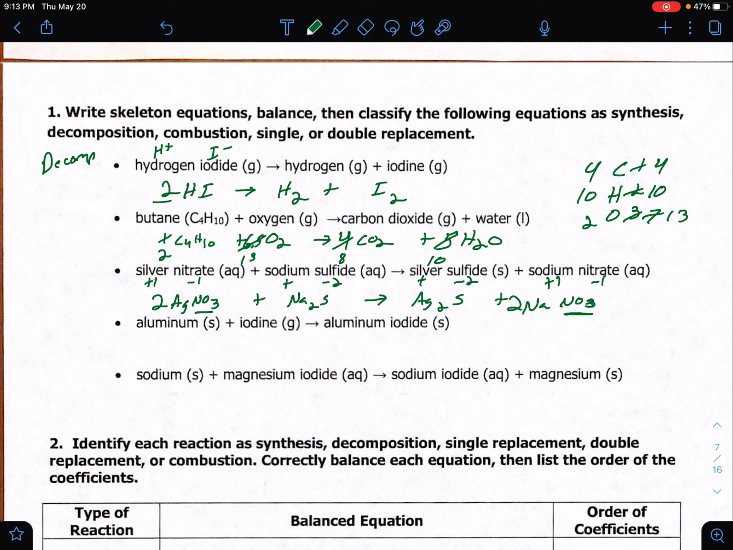Okay, aluminum, if aluminum's by itself, plus iodine. Iodine's by itself, so iodine's part of my Brinkelhoff, so this would be I2. Gives me aluminum iodide. So aluminum has a charge of +3, iodine has a charge of -1. So this would be AlI3.